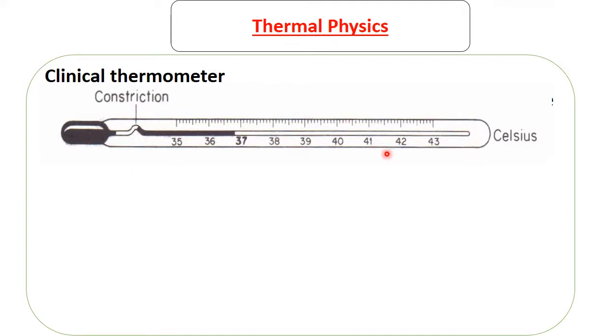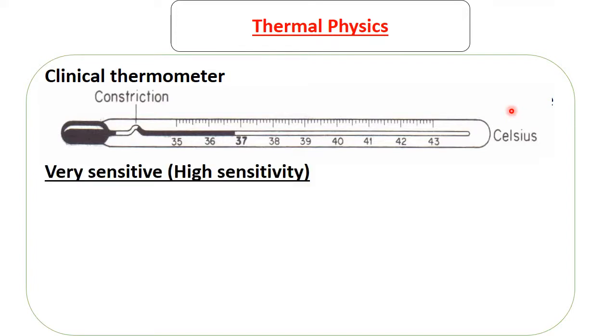So the most important feature that we did not highlight is this called the constriction. I'll explain its importance. So what makes this thermometer so special? It has certain features, and we're going to take a look at the features and what gives it those features. The first attribute that it has is that it is very sensitive, high sensitivity. So what makes it very sensitive?